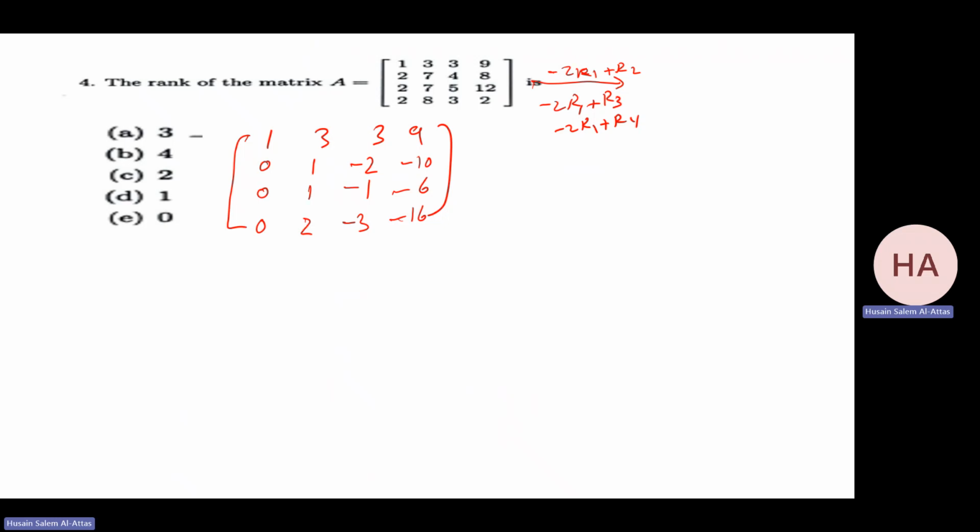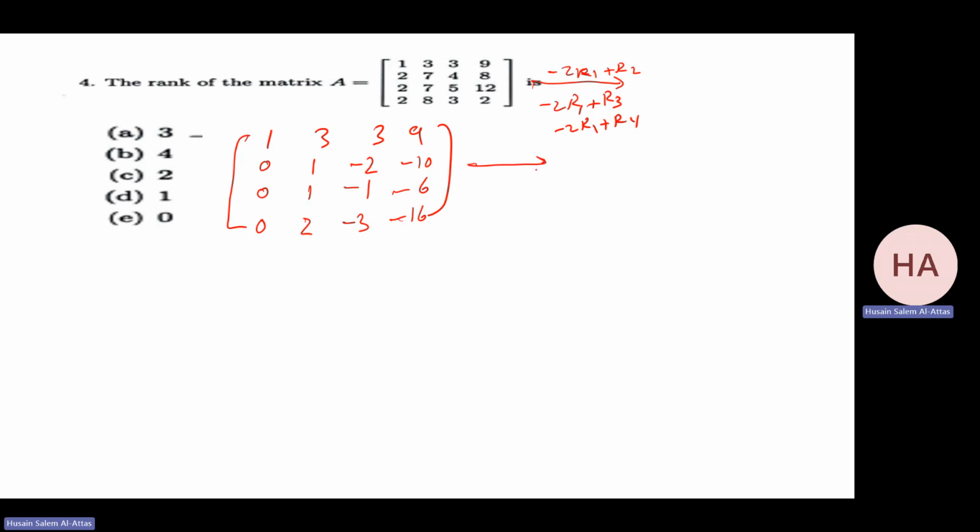1, 3, 3, 9 multiplied by minus 2, that will be 0. Minus 2 times 3 plus 7, 1. Minus 6 plus 4, minus 2. Minus 18 plus 8, minus 10. Now this is minus 2, this will be the same 1. Everything is minus 2. Minus 6 plus 5, that's minus 1. Minus 18 plus 12, that is minus 6. Okay, the things are okay. I'm just checking. 2 minus 6 plus 3, that's minus 3. Minus 18, so that's minus 16.